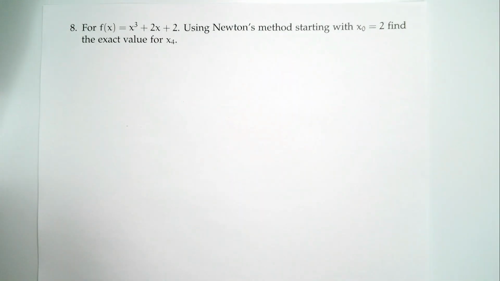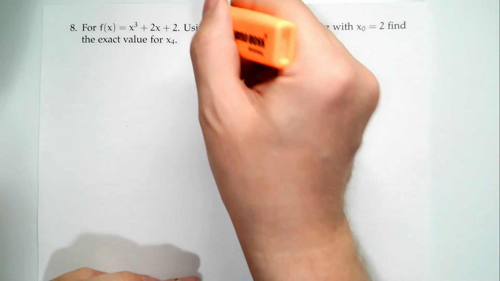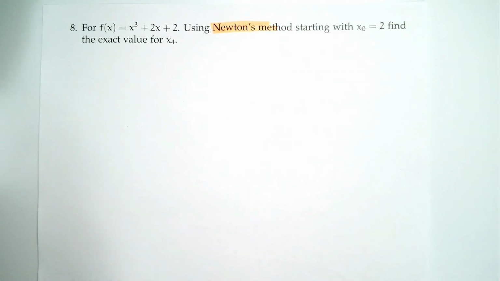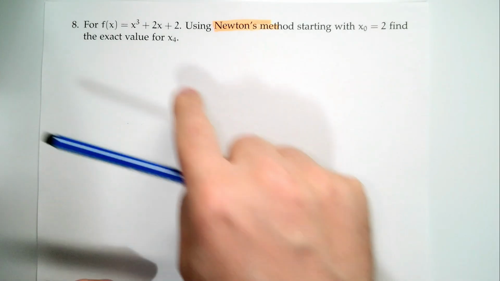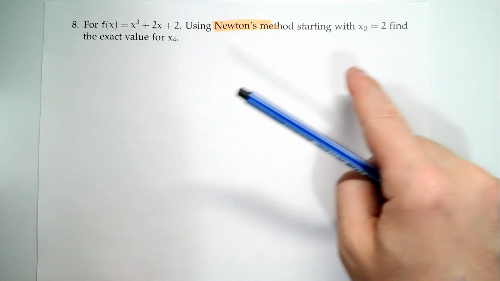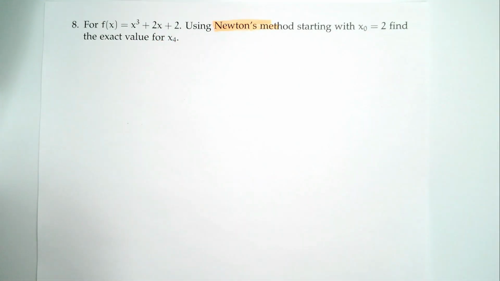We have another change here because we see different words. Newton's method. All right. Well, this shouldn't be so bad. I mean, we're starting calculus. Everything is Newton's method, right? He's the one who came up with it. So what do we have? There's this function, f of x equals x cubed plus 2x plus 2, and x0 equals 2. Find the exact value for x4.